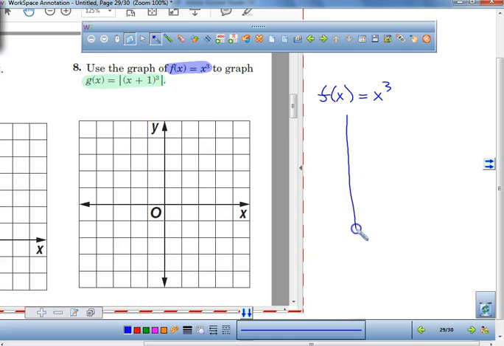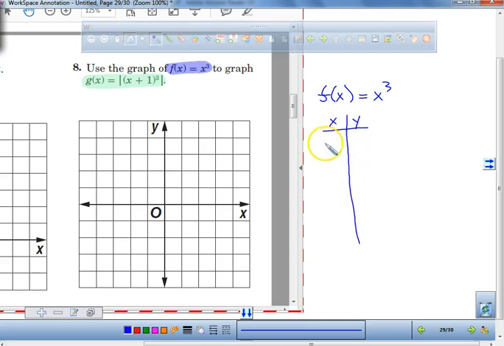x cubed. We're going to make a little table. Okay? We're going to make an x and a y table. We're going to plug in a -2, -1, 0, a 1, and a 2. So write that table somewhere on your paper, it doesn't have to be big. It's not a very big table. All right? When you plug in a -2, you get a -8, because -2 times -2 times -2 is -8. -1 cubed is a -1. 0 times itself 3 times is 0. Then we get a 1, then we get an 8.